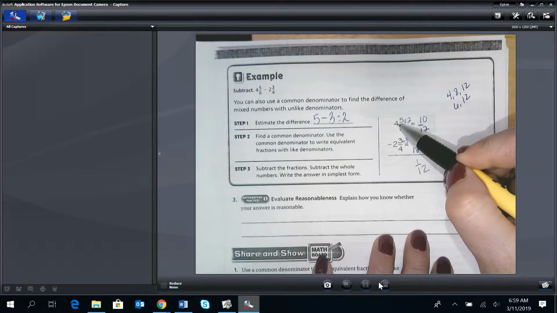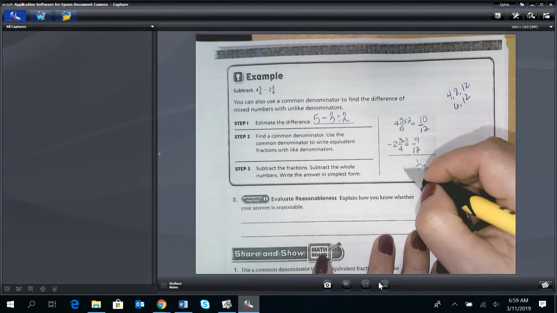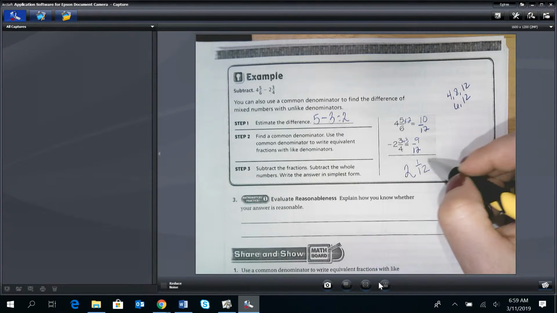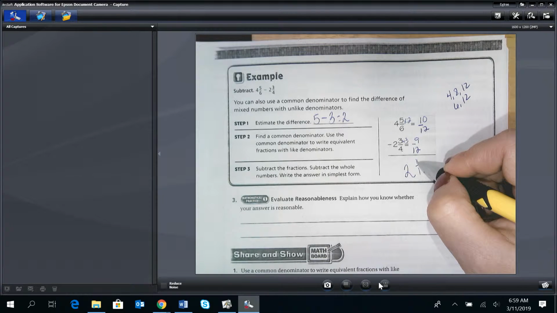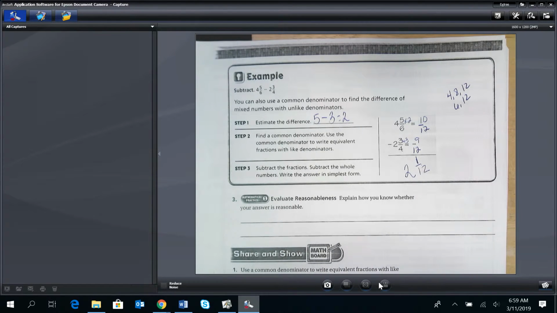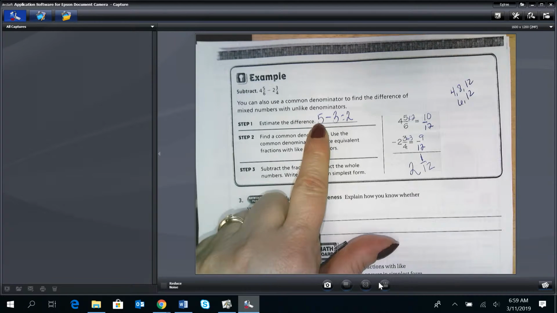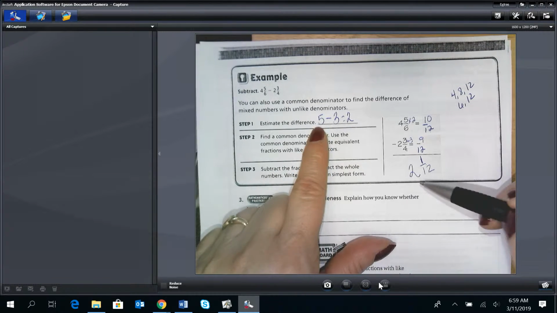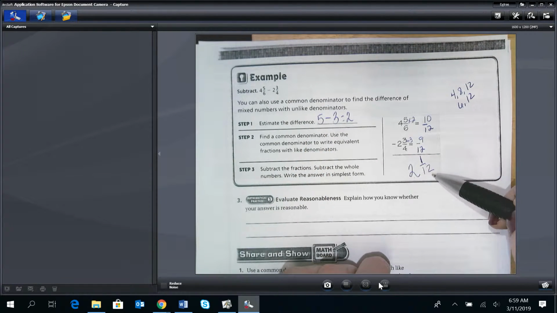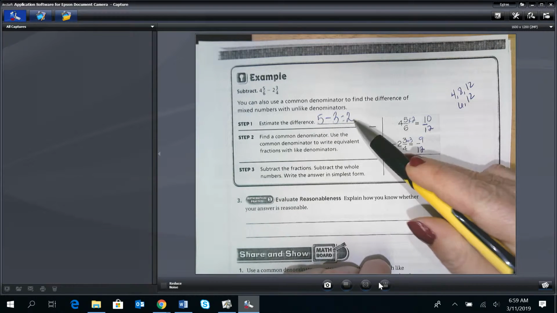Now I still have to subtract my whole numbers. 4 take away 2 is 2. Last thing I have to ask myself is, is it in the simplest form? 1 is the simplest number. Is that reasonable? Well, 2 and 1/12. 1/12 is about 0, so 2. Yep, I'd say I'm good. All right.